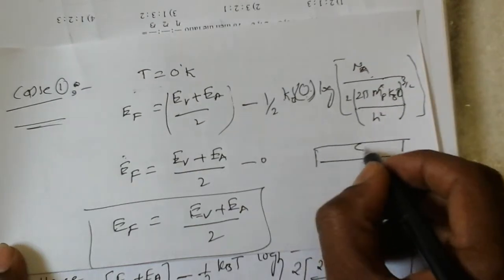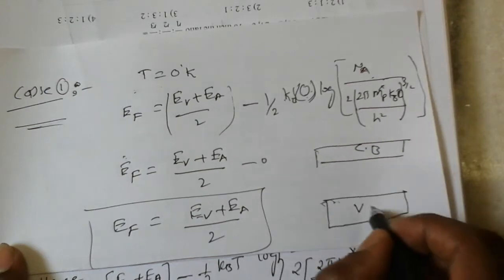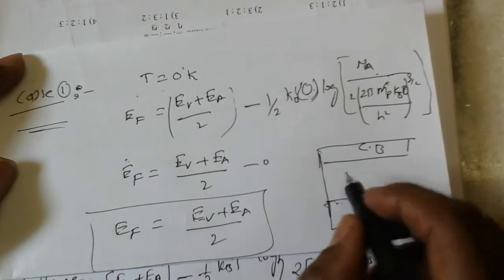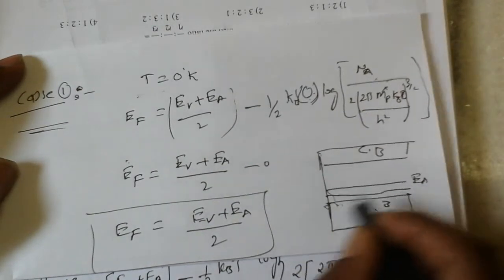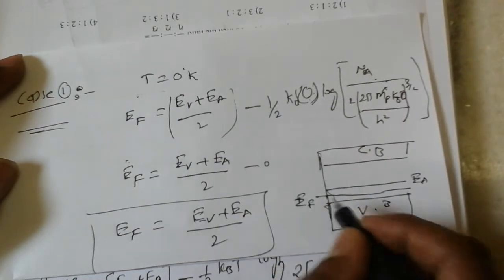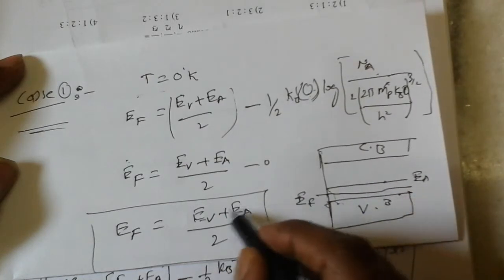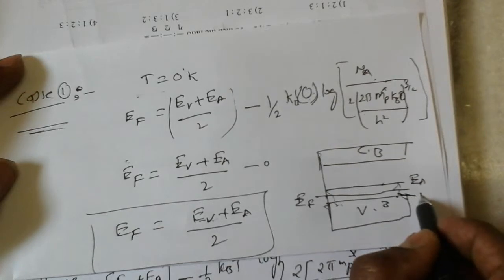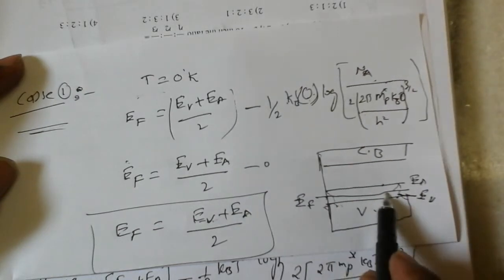Conduction band CB, valency band VB, and this is EA. The Fermi energy level is this one. So (EA plus EV) by 2, EA, EV. This is exactly between these two, the Fermi energy level exists.